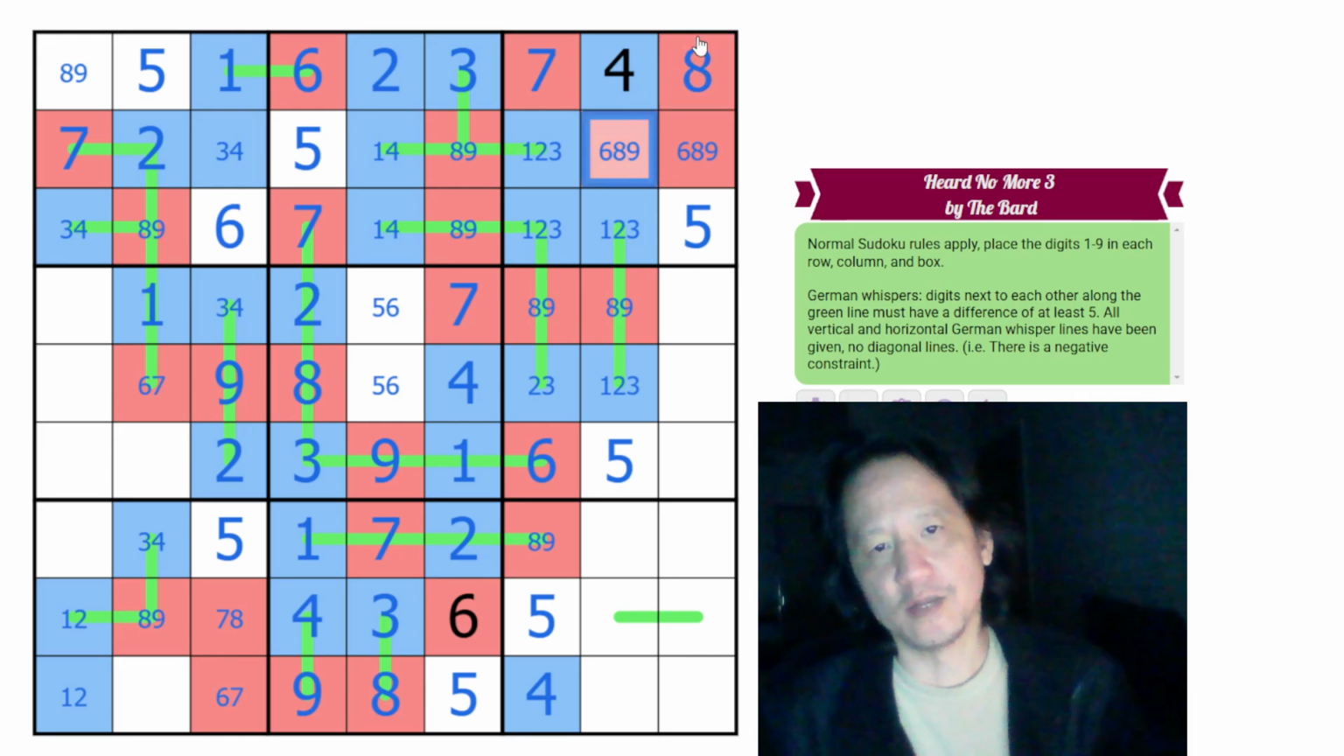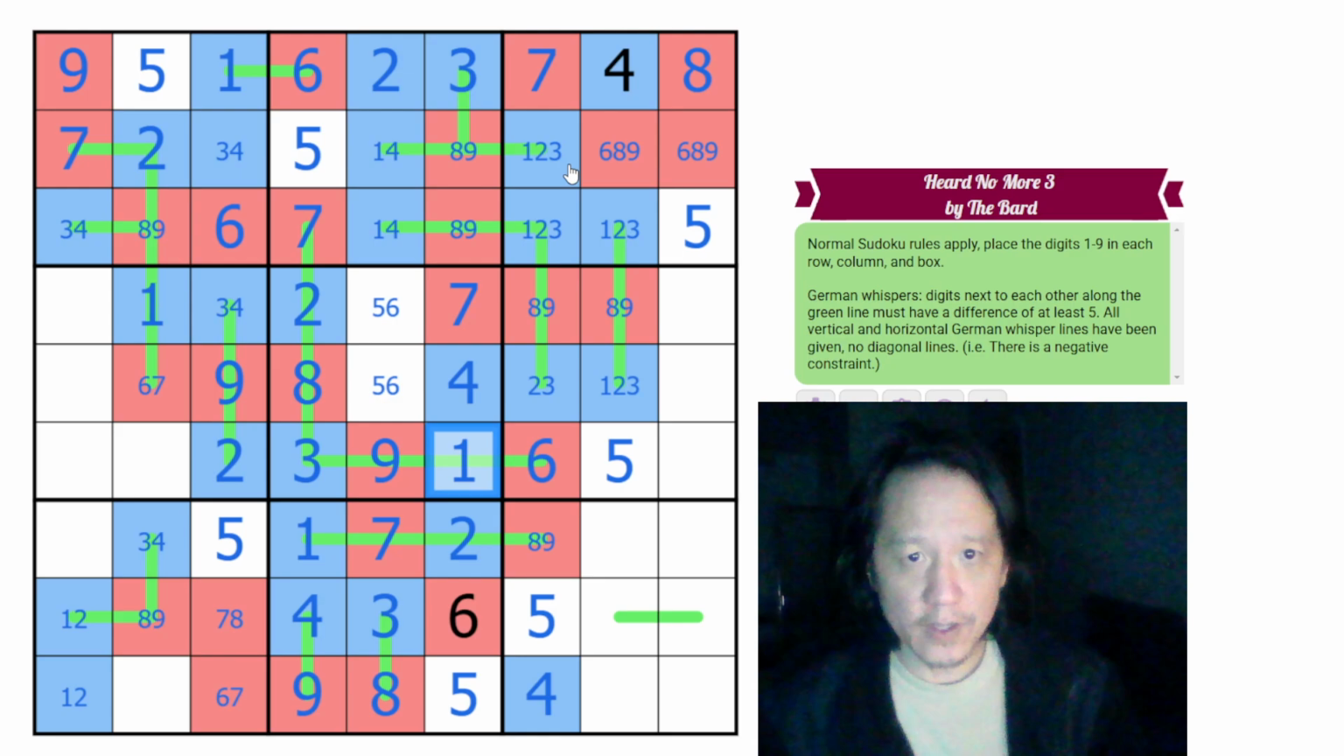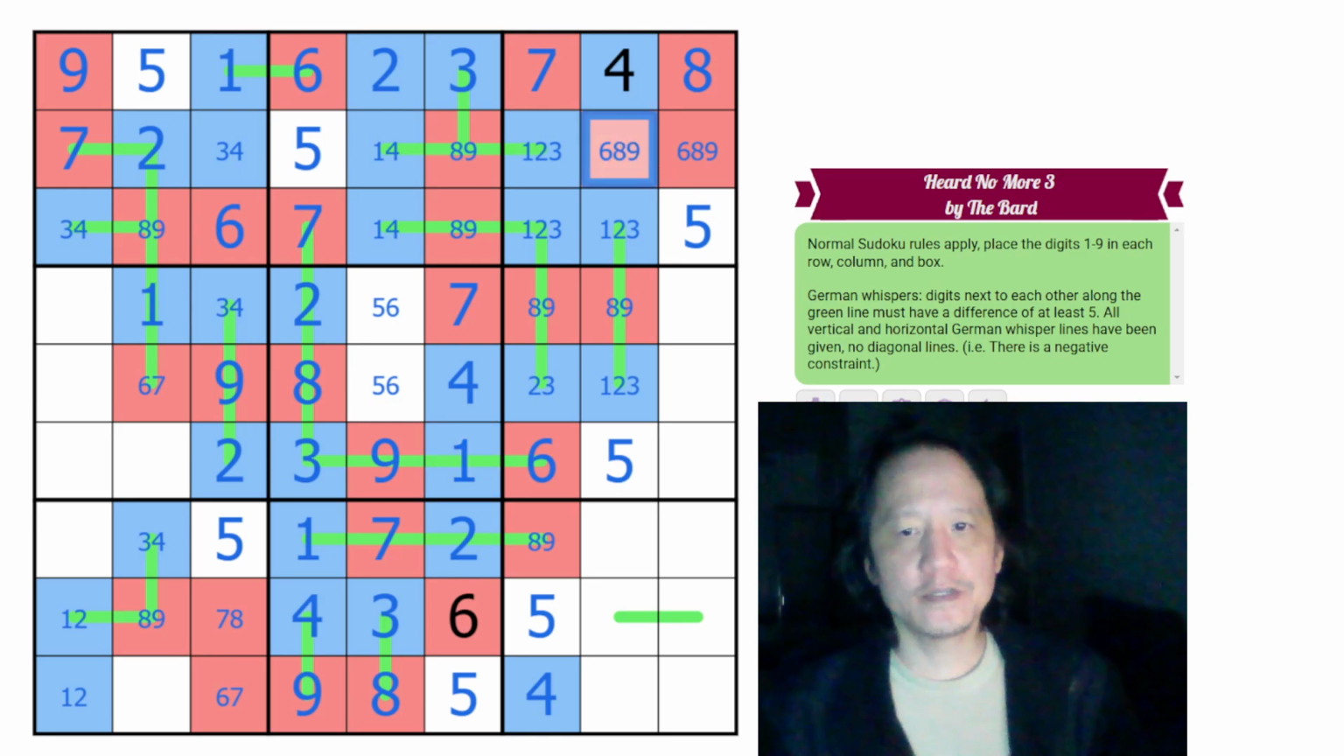This can't be 8 or 9, because again, there would be a German whisper line next to this. This has to be a 9, and it's high. This is obviously high. This can't be 8 or 9, so this must be a 6, which makes this a 9. The 6, if either of these were 1, they would have a German whisper line extending to here. So it can't be. This can't be 1. This can't be 2, which makes that a 3.